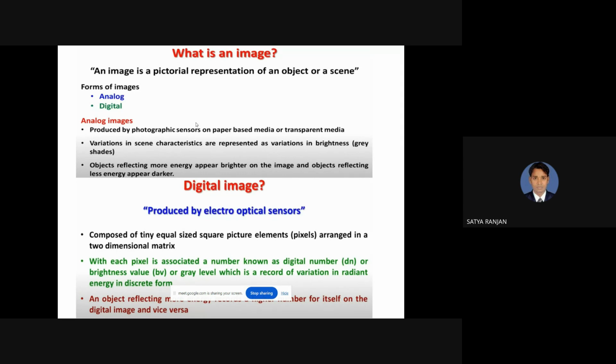So XY coordinate system is there. So these are arranged in row and column. So each pixel is associated with a number known as digital number, and brightness value or gray level, which is recorded of variations in radiant energy. So suppose some objects get highly reflected, then the digital number is very high, and which is absorbed more, then its digital number is very less and equivalent to the black in the gray level images.